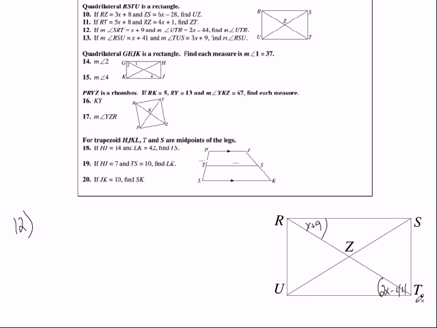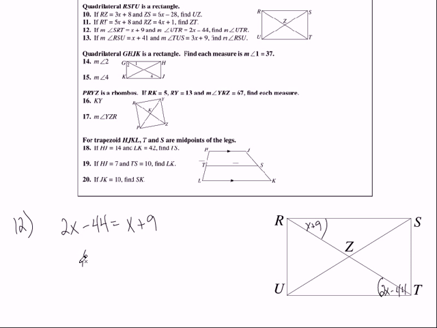So I'm finding this angle right here. What do you know? You know it's a rectangle, right? If it's a rectangle, it's also a parallelogram, which means RS and UT are parallel to each other. This is a transversal. So look, this angle right here and this angle right here, they're alternate interior angles. What do we know about alternate interior angles from way back? Well, you know that they're equal to each other when you have parallel lines. So I'm going to set these two angles equal to each other, and then I'm going to solve for x.